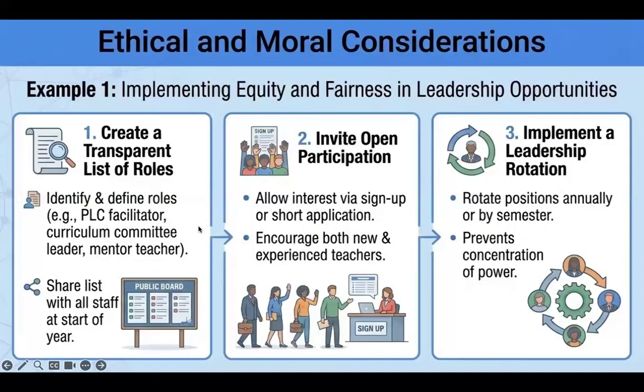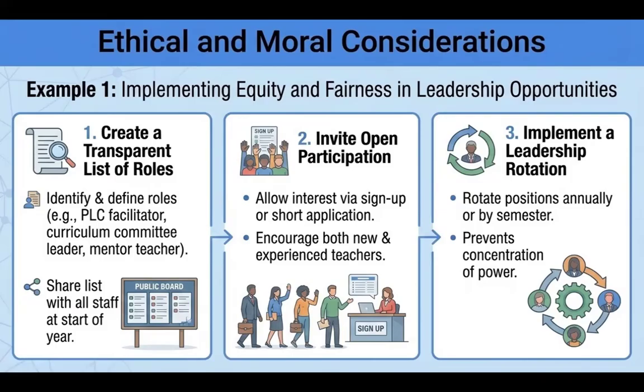And now to a couple examples for how to execute that in a school setting or any setting for that matter. Implementing equity and fairness in leadership opportunities. And that can be achieved by creating a transparent list of roles so that everyone is aware of it, inviting open participation, making sure that not only seasoned teachers are aware of these opportunities, but newer teachers, because again, we're all sharing the responsibility. It's not supposed to be limited to a small group.